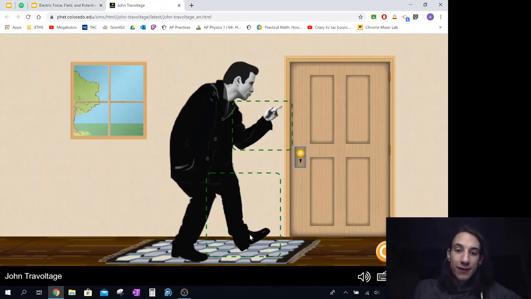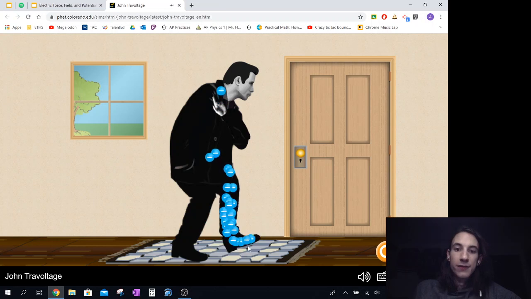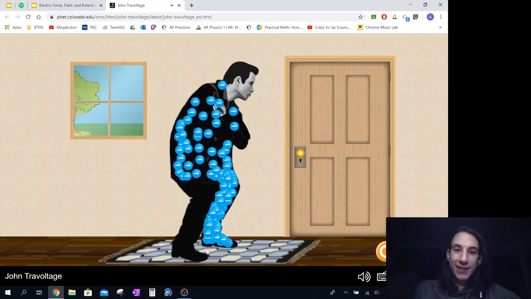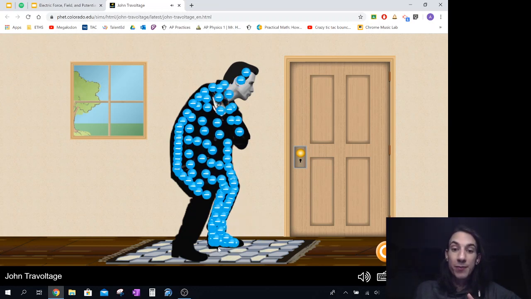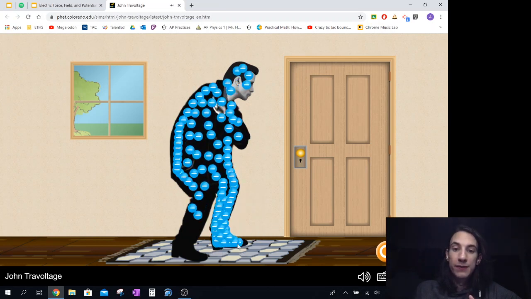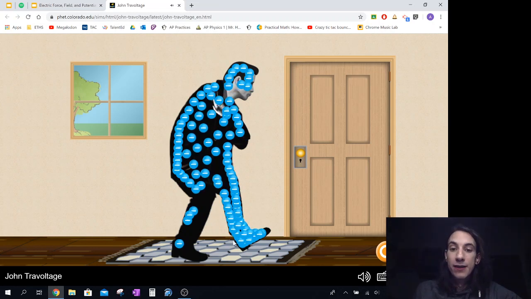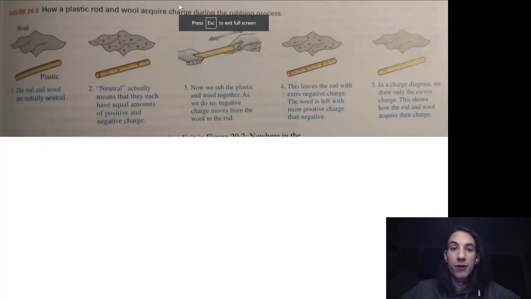If we look at this example here, we have John Travoltage, which is a classic. You can physically scrape the electrons off the carpet, and they go into the little John Travoltage. You're physically scraping them up, taking them from the carpet. He's more gaining of the electrons. So he gains them because we're physically scraping them off the carpet.